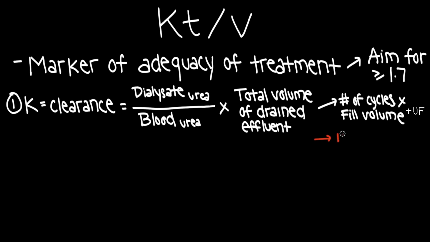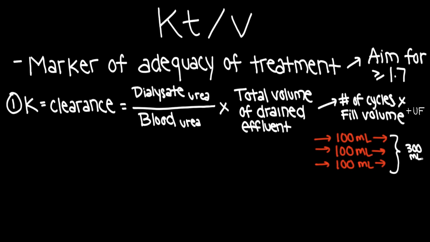So as an example, say during a night we do 3 exchanges where we fill 100 mLs and then drain it off, and then we do this again for a total of 3 times. The total drained effluent will be this value, 300 mLs in this case, plus the extra amount that we are able to UF off. Usually this total volume of drained effluent is a measured value, but breaking it down in this way will help us understand how changes to the PD prescription change our clearance.